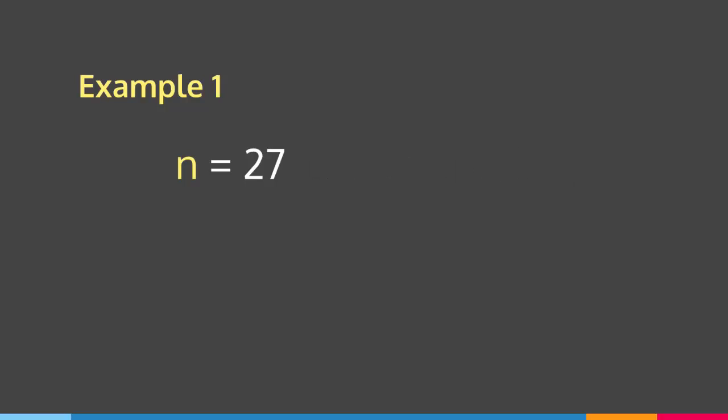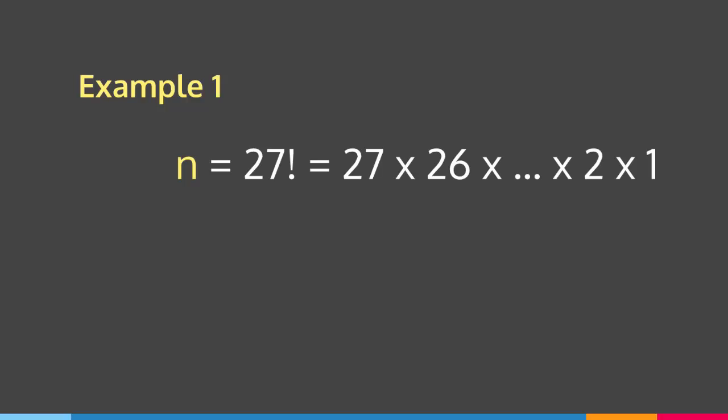So let's say we have n equaling 27. The factorial of 27 equals 27 times 26 times 25 times 24 times, until you get to 2 times 1. So the factorial of a positive integer is the product of all the positive integers that are less than or equal to that particular number. So now you know what factorial is.